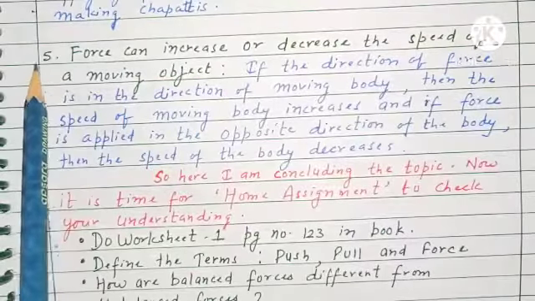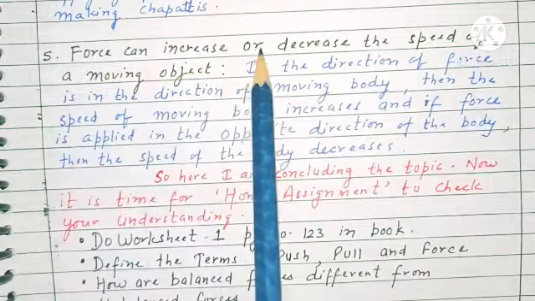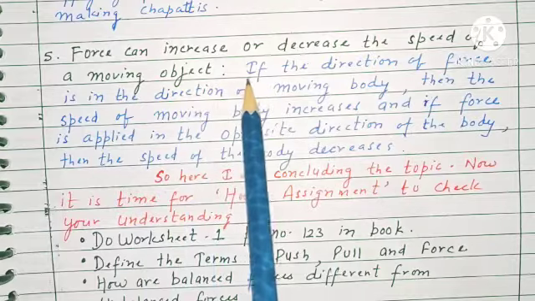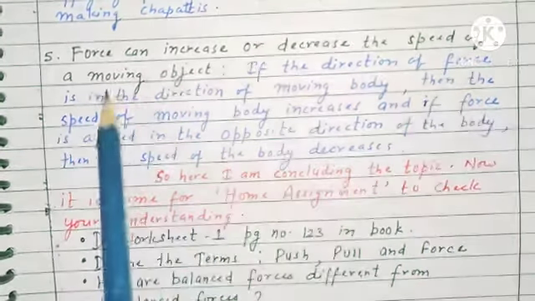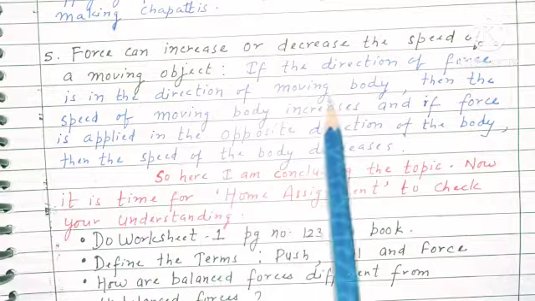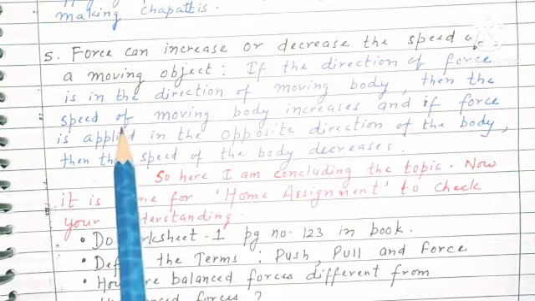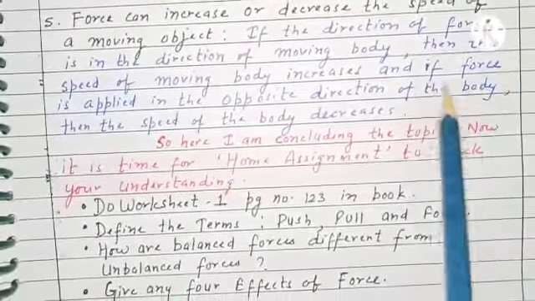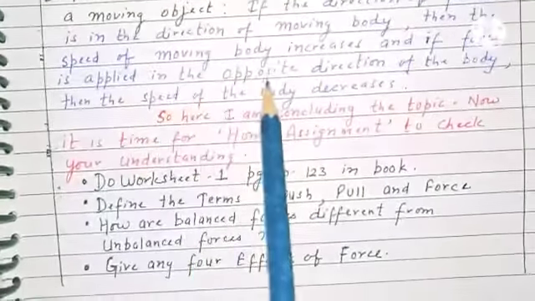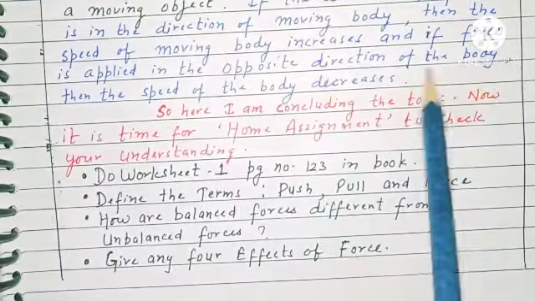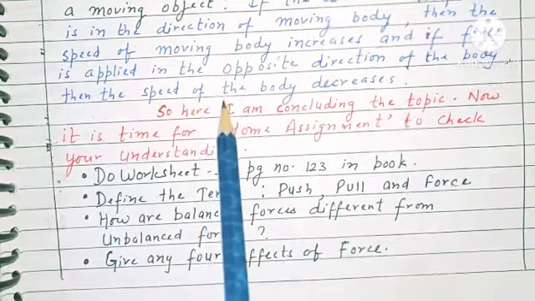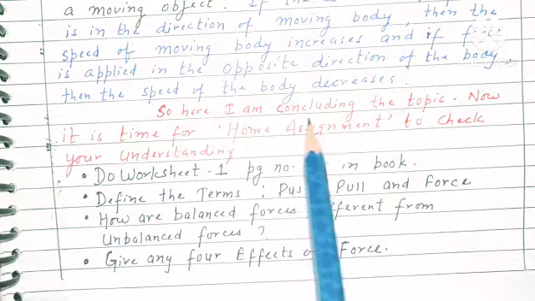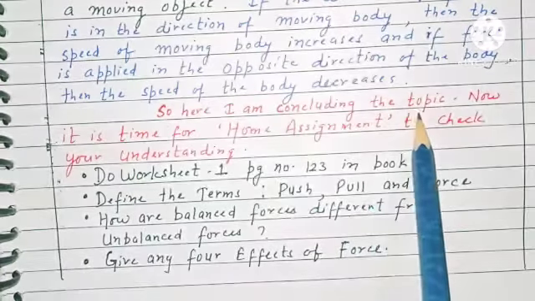The fifth effect is force can increase or decrease the speed of a moving object. If the direction of force is in the direction of the moving body, then the speed of the moving body increases. And if force is applied in the opposite direction of the body, then the speed of the body decreases. So here I am concluding the topic.